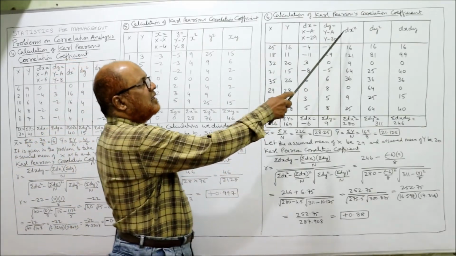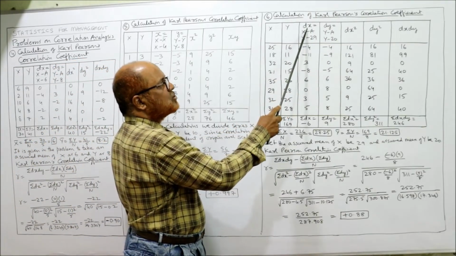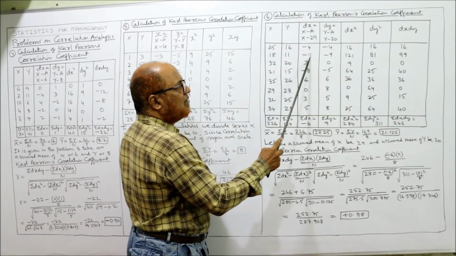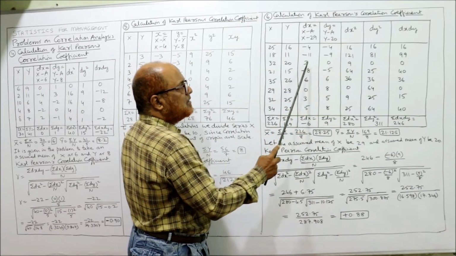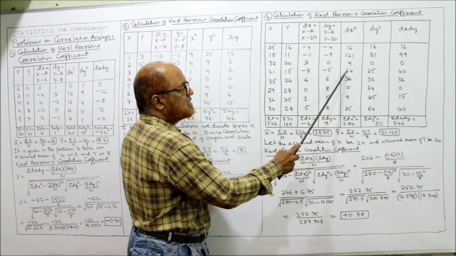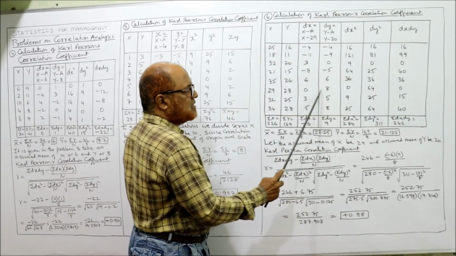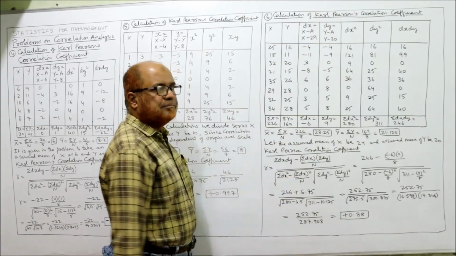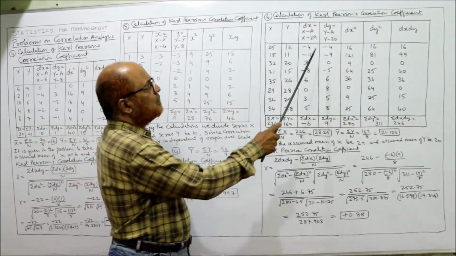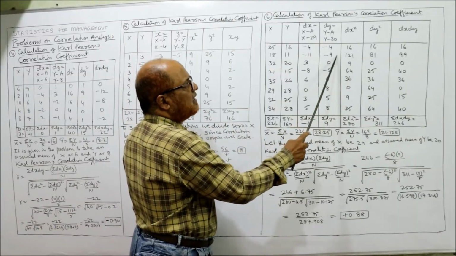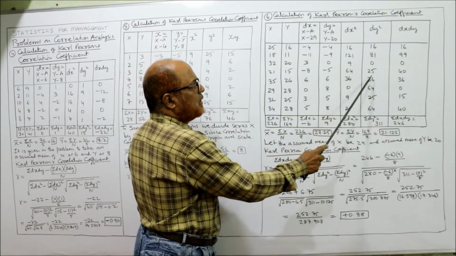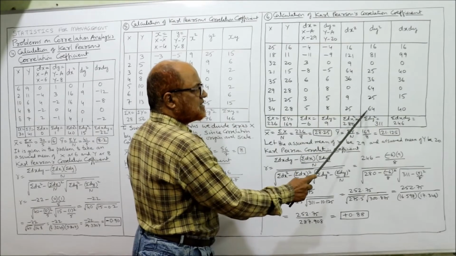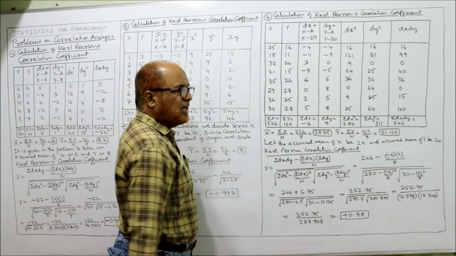Now square dx. This one we have to square. 4 square is 16, 11 square is 11 into 11, 121, 3 square is 9, 8 square is 64, 6 square is 36, 0, 3 square is 9, 5 square is 25. Total dx square is 280. Similarly, dy square. 4 square is 16, 9 square is 81, 0, 5 square is 25, 6 square is 36, 8 square is 64, 5 square is 25, 8 square is 64. Take the total, dy square is 311.